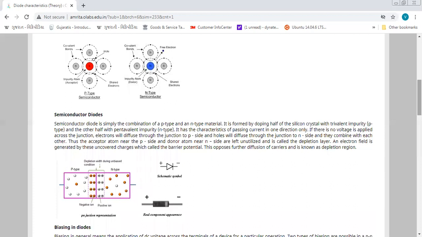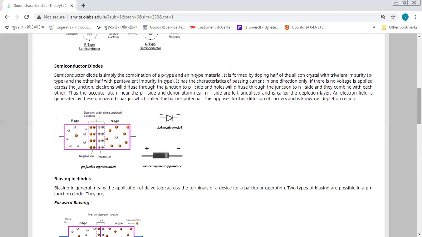Now coming to semiconductor diodes, a diode is simply a combination of P-type and N-type material. It is formed when P-type and N-type materials are joined with each other. Diodes have the characteristic that they can pass current only in one direction. If no voltage is applied across the junction, electrons will diffuse through the junction to the P side and holes will diffuse to the N side, as you can see in the figure.